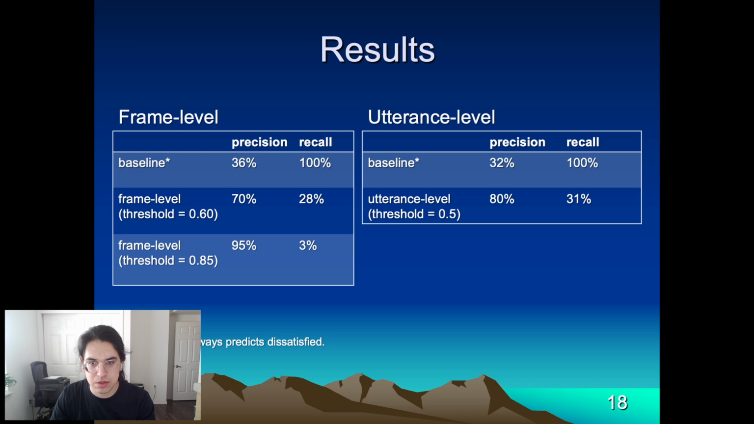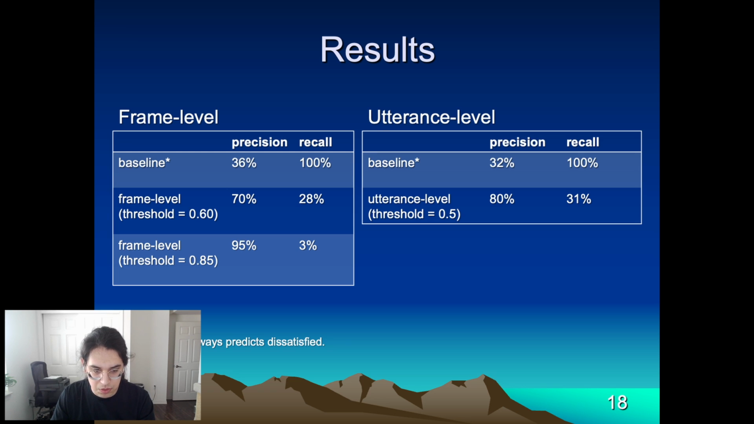Looking at the threshold when it's 0.85, you see that the precision does increase to 95%, but the recall does go down to 3%. And so since the recall is poor, you might want to step it back a little bit. And again, the best threshold depends on the problem. Looking at the utterance level predictions, the single threshold that you see there is the one that we present in our paper. We have a precision of 80% compared to 32%, and a recall of 31% compared to 100%. So in both cases, our models can outperform the baseline when it comes to predicting dissatisfaction correctly.